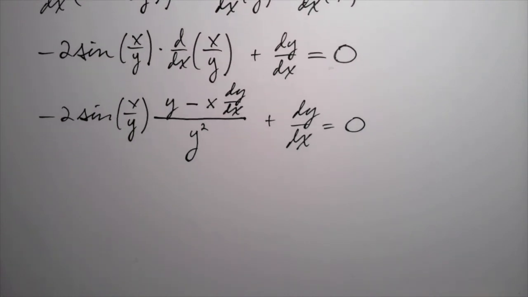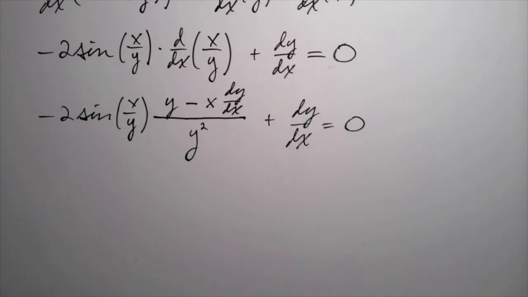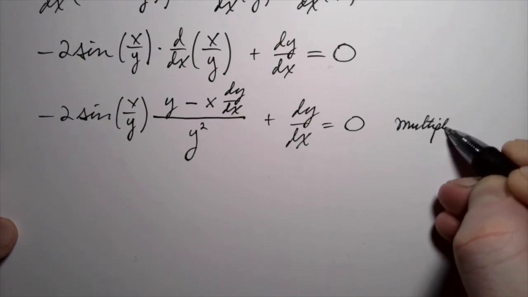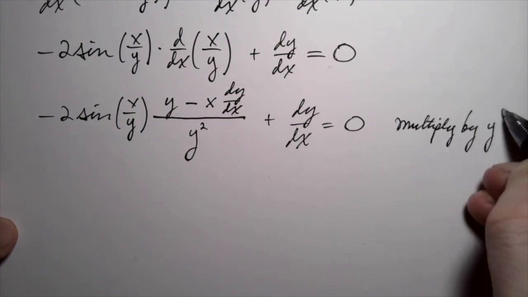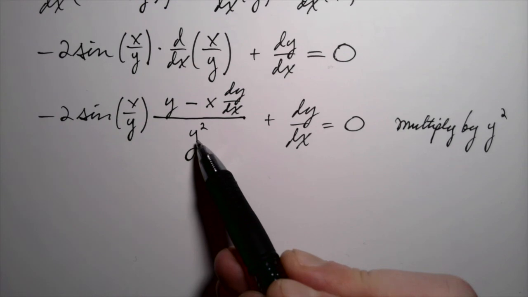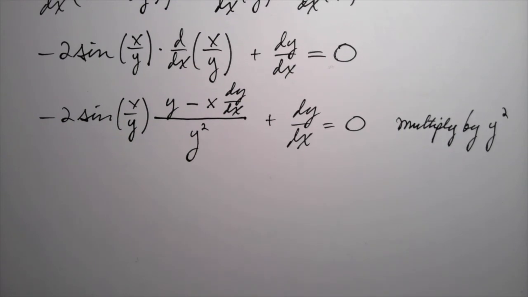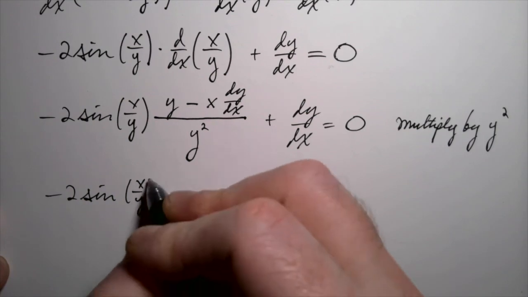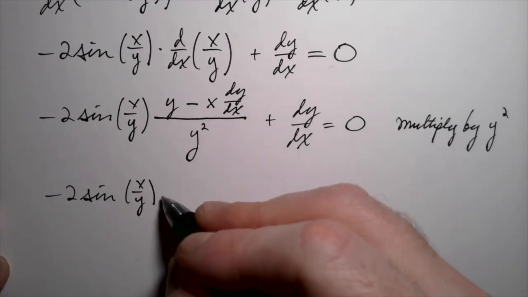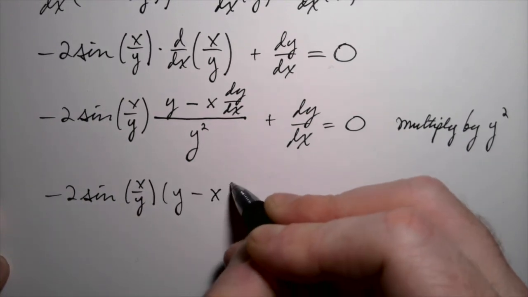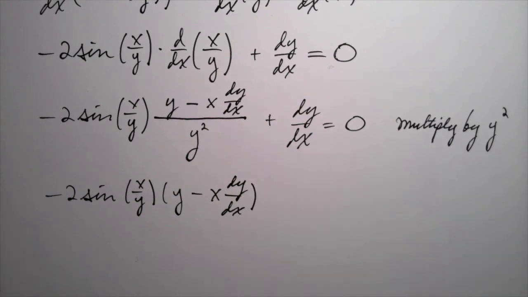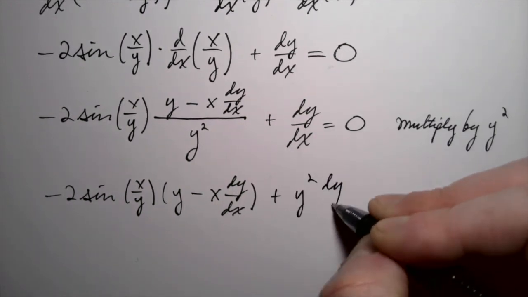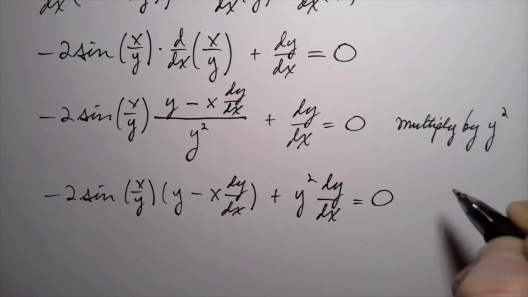Okay, now we just need to solve for dy by dx. Again, I'm going to do the trick where I clear the denominators to make the algebra easier. So let's multiply everything by y squared. I'm going to do that to get rid of this y squared. I don't want to deal with that. When we multiply by y squared, the first term will look like this, because of the y squared canceling. And then the second term will pick up a y squared, because we're multiplying by y squared.